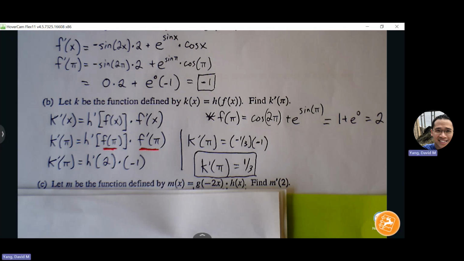Okay, before we get there, let's find m prime of x first. Look at how this is set up. What do we need to do to get to its derivative? Product rule. Do you see how this is different than k of x? These both have 2 different functions, but this one is one inside the other. This one, they're outside of each other, being multiplied. So that's product rule. So we'll do product rule here, but then within g of -2x, there's a little bit of chain.